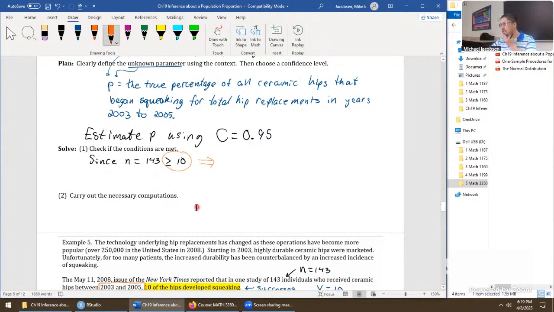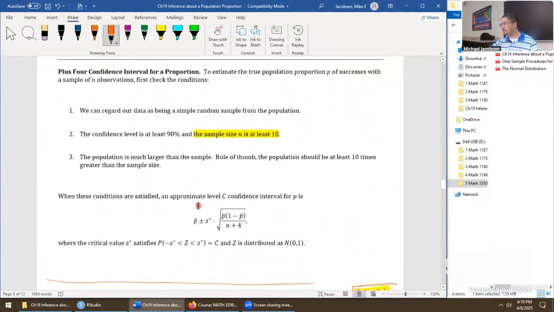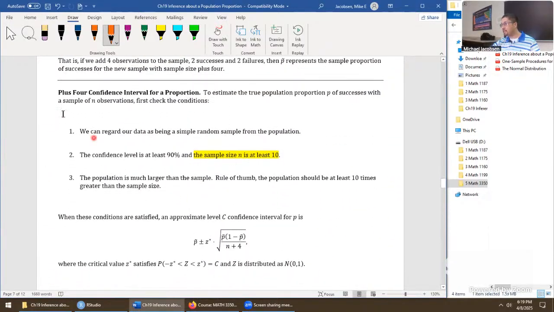Oh, let me take a look into that. I think I missed that on my conditions right here. So +4 confidence interval says to estimate true proportion P of successes, we have to have random data. So we'll mention whether we know it's random or not at the end. Confidence needs to be at least 90%. But yeah, this is kind of interesting. On the +4 method, really it's just the sample size we're worried about.